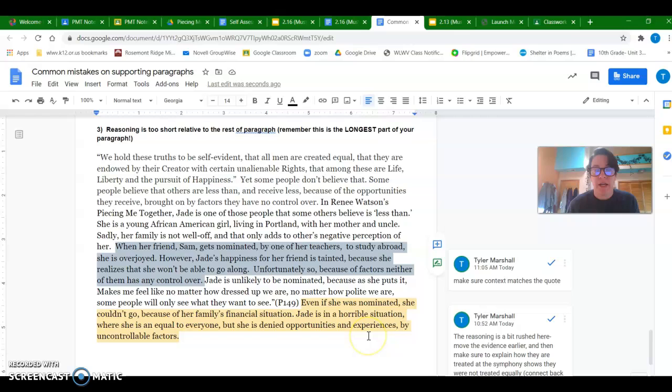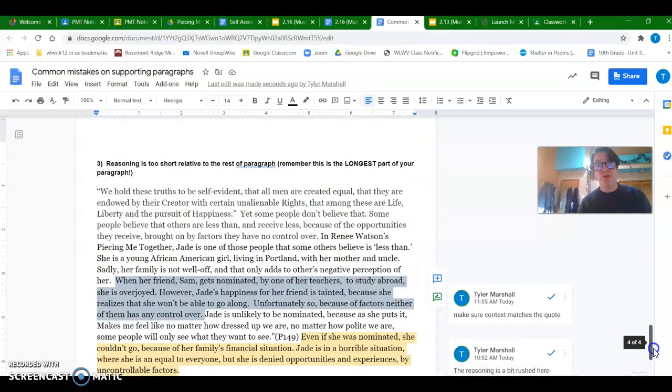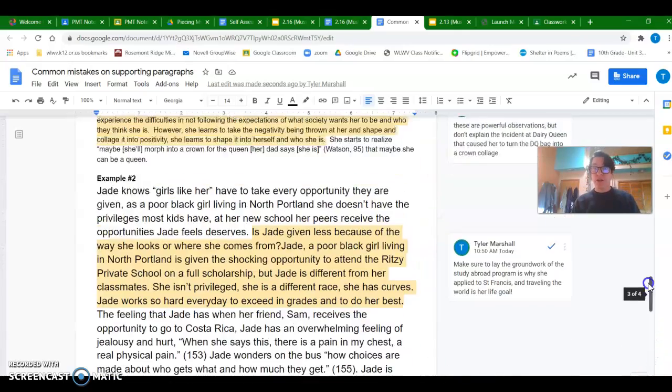the person describes how she might be feeling like she's not receiving equal opportunities. But because it's all crammed into this one sentence at the end, the universal connection back to the theme doesn't happen. So she is denied opportunities and experiences by uncontrollable factors. So what is the author trying to say? So take it back to, again, the theme and the universal thing, like not everyone is treated equally in society. So those are some examples for you of strong examples and then common errors.